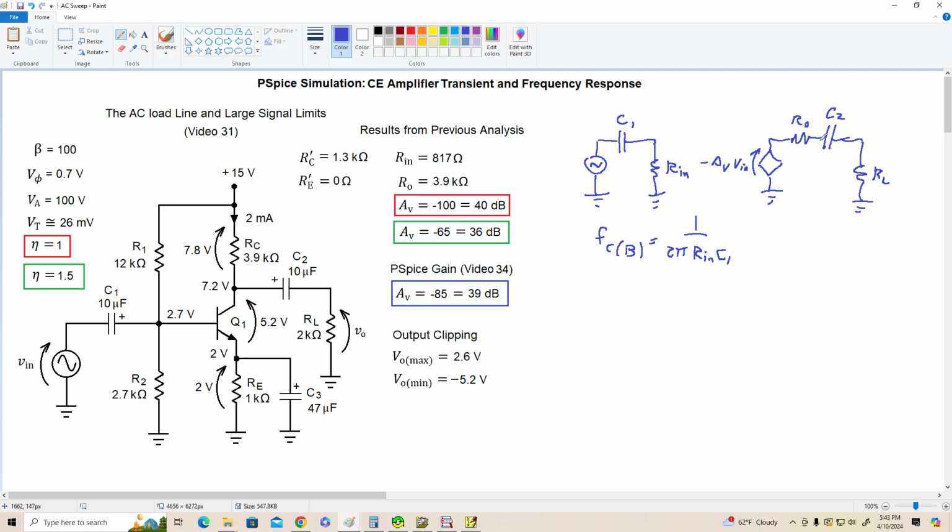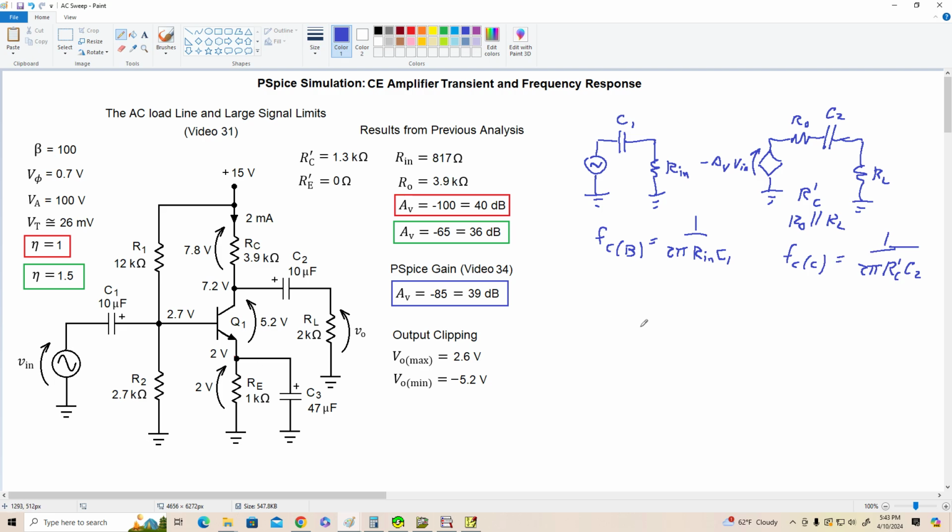But in this case, we want the Thevenin resistance. If you recall when we discussed loaded filters a few videos back, we're going to deal with RTH, and for this circuit we called that R prime C, and that was equal to RO in parallel with RL. And the corner frequency for the collector side is equal to 1 over 2 pi R prime C times C2. Again, we want to ensure that this corner frequency is at least as low as the lowest frequency coming in.